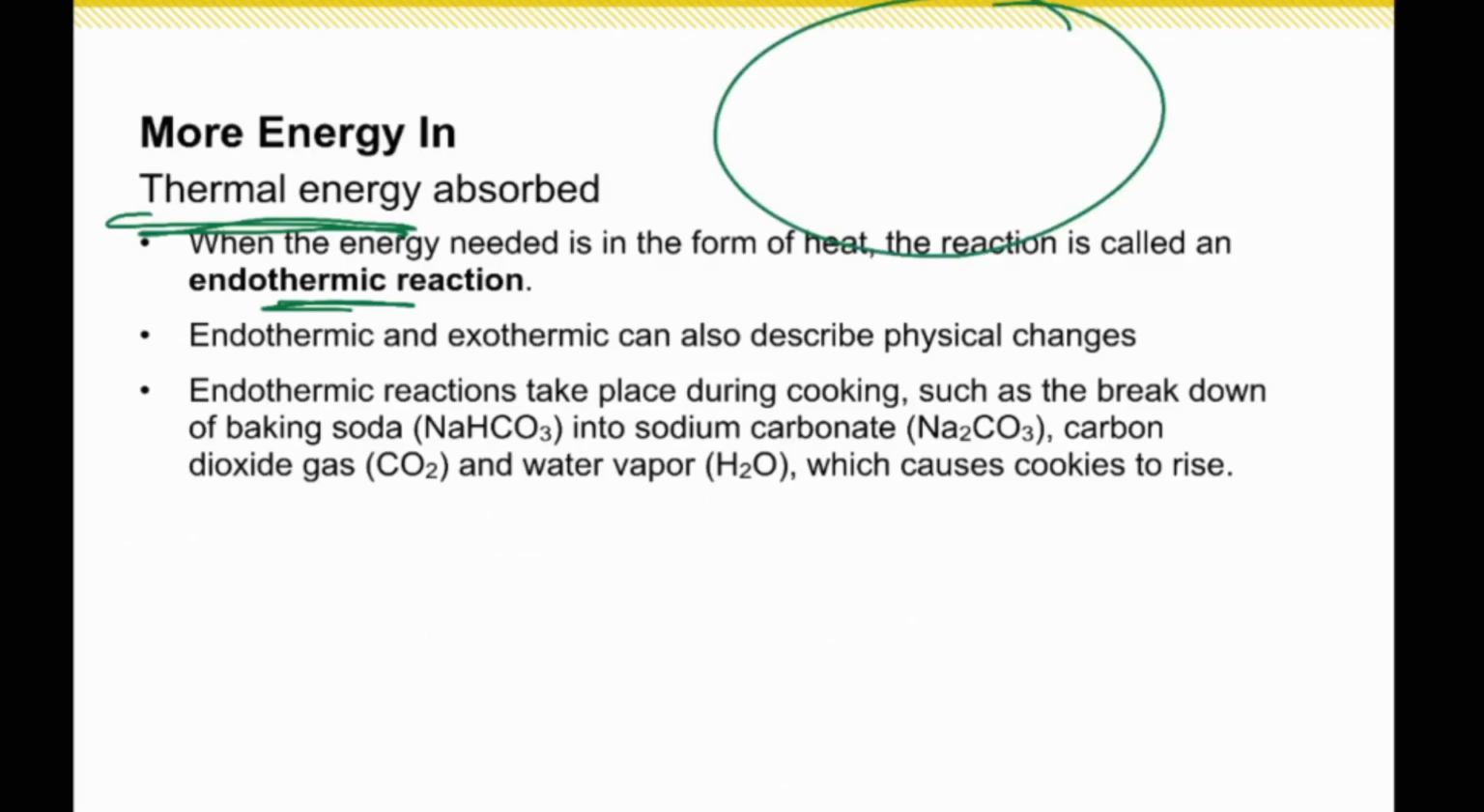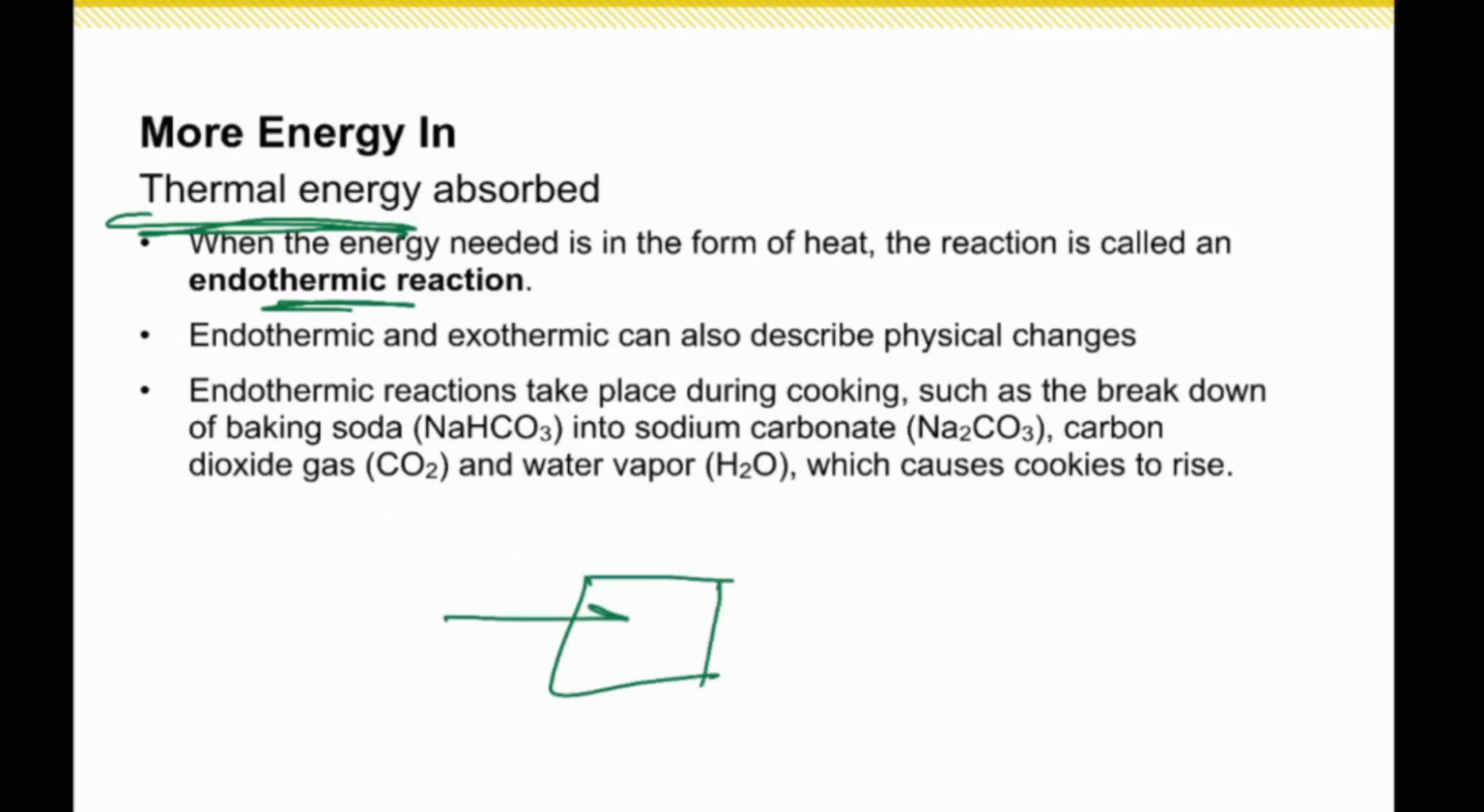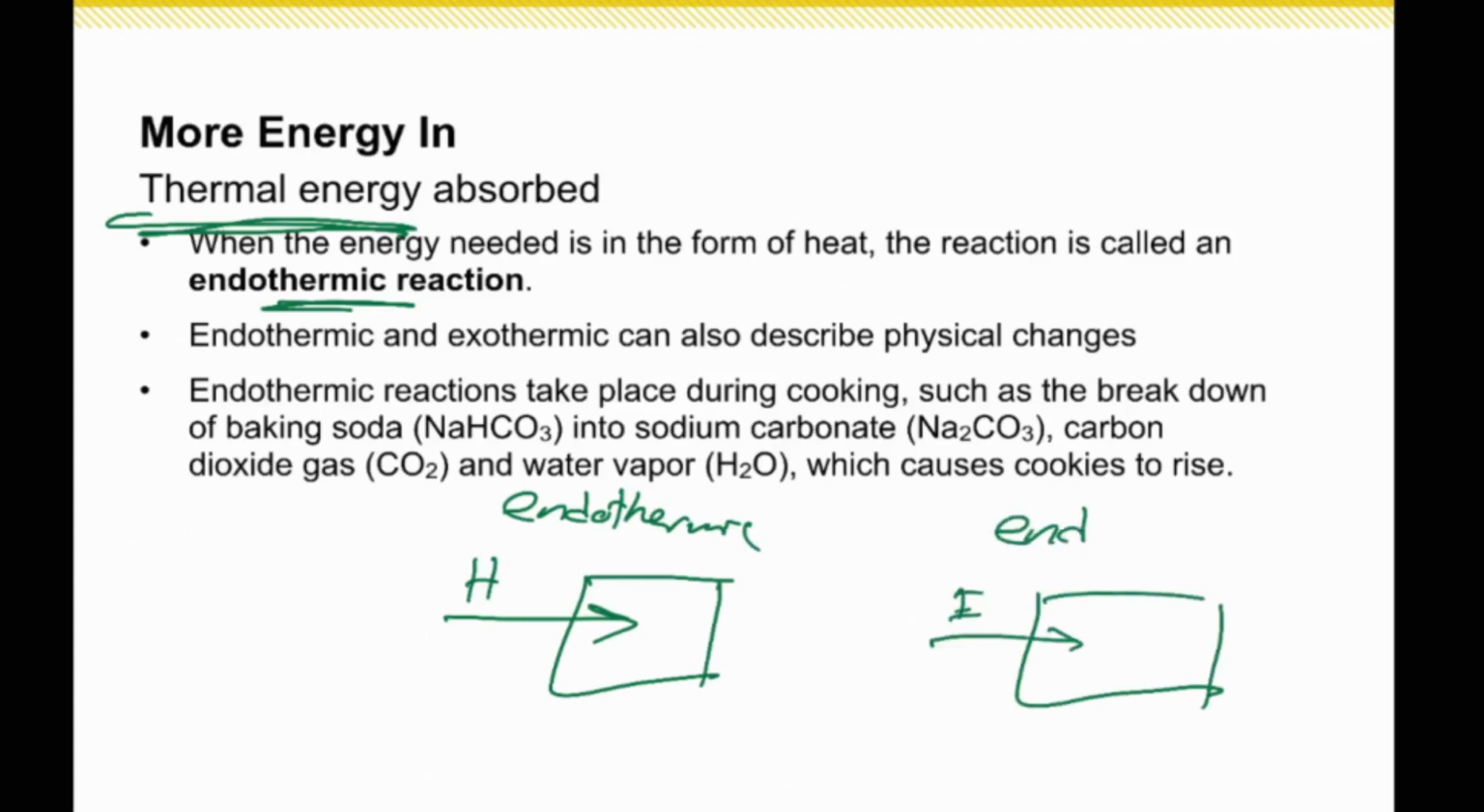endothermic is just a small portion of the endergonic reactions. So endothermic are just the smaller portion. So all endothermic reactions are endergonic, but not all endergonic reactions are endothermic. So always just think about your system. And so for endothermic, heat is going in. So this is endothermic, and if it's just energy in general, then it's endergonic.